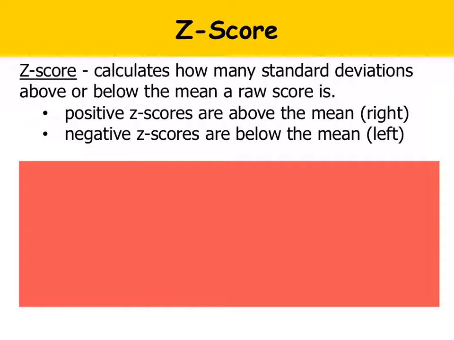So the definition of a z-score is a way to calculate how many standard deviations above or below the mean a raw score is. It's basically, again, a way of finding your exact spot on the bell curve. And we know positive z-scores would be when you're above the mean, or to the right of your middle or mean line. Negative z-scores are below the mean or to the left of it.